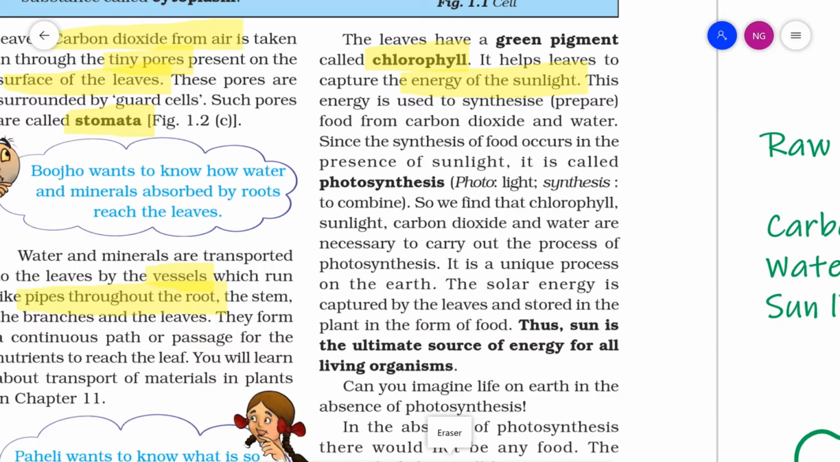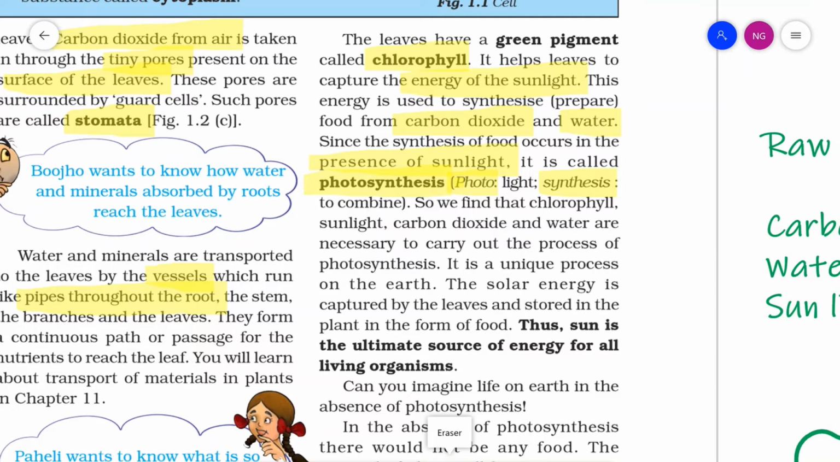So this energy which is captured by the chlorophyll is used to synthesize food using carbon dioxide and water. Since the synthesis of food occurs in the presence of sunlight, it is called photosynthesis. Here you can split the word photosynthesis into two parts. Photo means light and synthesis means to combine. And you should also remember photosynthesis takes place only in presence of sunlight. That means to say it happens only in the daytime.